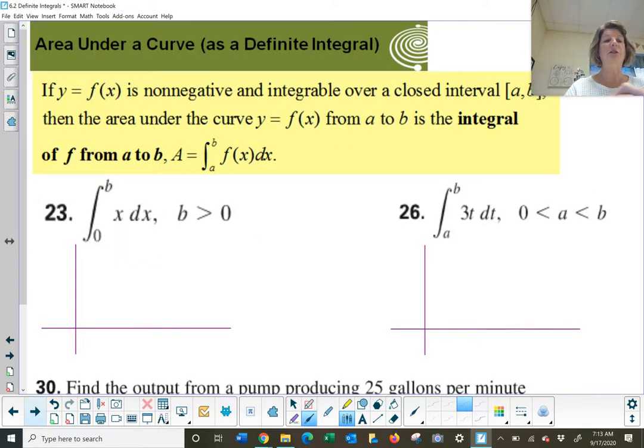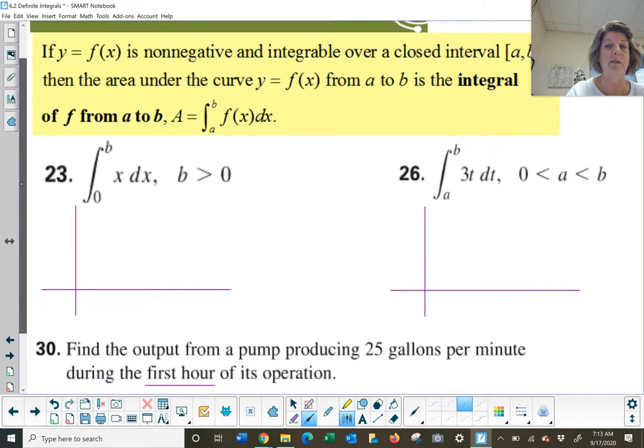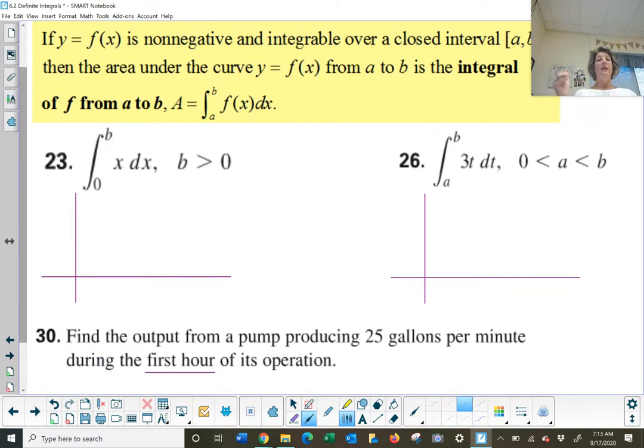We did this last year, and I always think this is worth going through because it just reminds us, what does an integral represent? Well, one of the things it represents is the accumulated area, the area under the curve. So this says if y equals f of x is a non-negative and integrable function over a closed interval, a to b, then the area under the curve y equals f of x, from a to b is the integral of f from a to b.